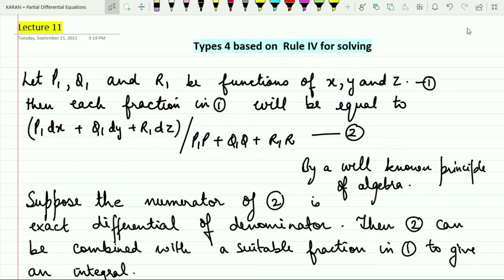In this video lecture, we will discuss type 4, which is based on rule 4 for solving partial differential equations. For this, let me consider P1, Q1 and R1 to be functions of x, y and z. Then each fraction in 1 will be equal to P1 dx plus Q1 dy plus R1 dz divided by P1 p plus Q1 q plus R1 r, and this is known by the well-known principle of algebra.